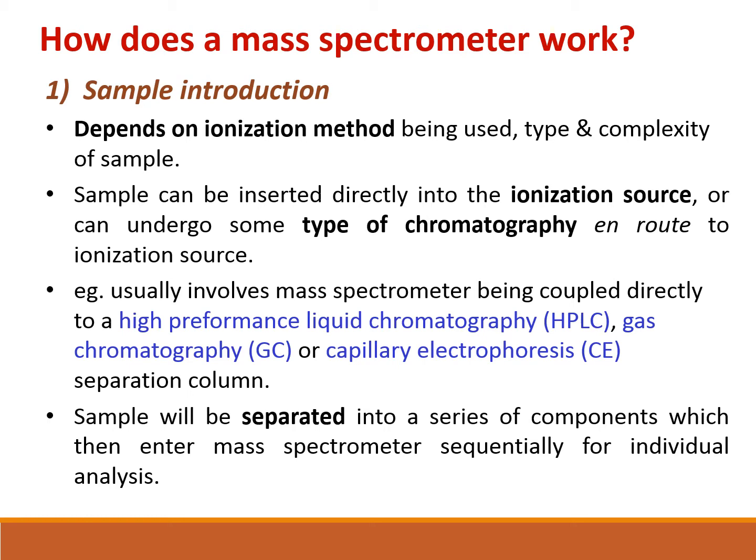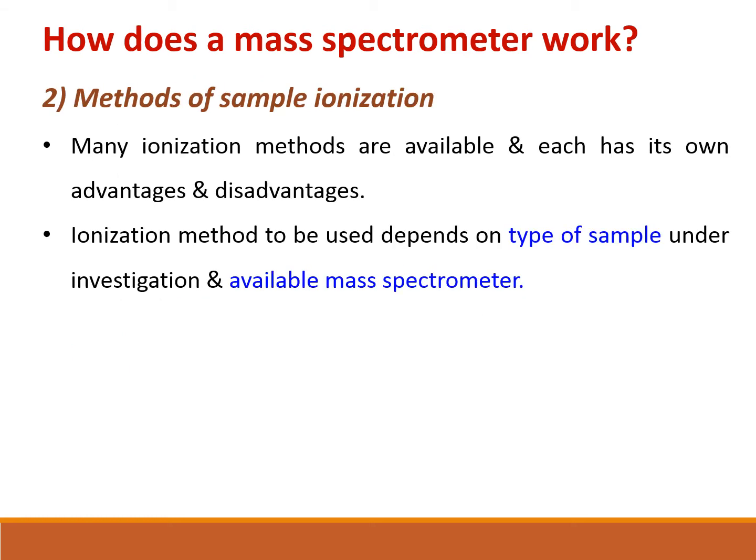analysis. And then the method of sample ionization is very important in MS work. Many ionization methods are available. Each has its own advantages and disadvantages, which we will discuss in detail in this chapter. The ionization to be used depends on the type of the sample under investigation and the available mass spectrometer. And this very much depends on how much budget we have.